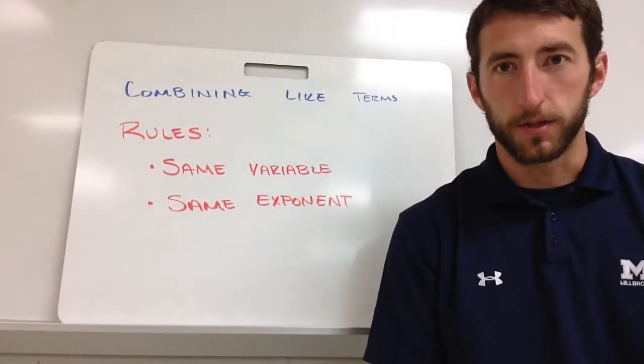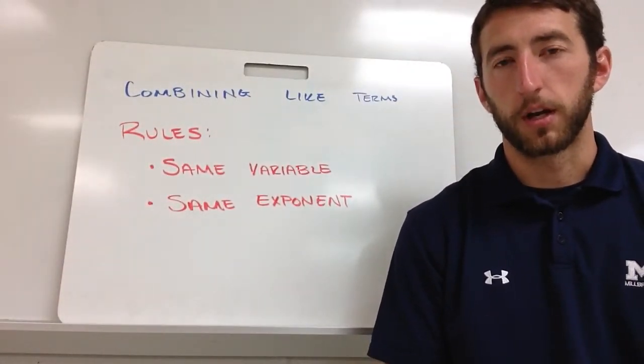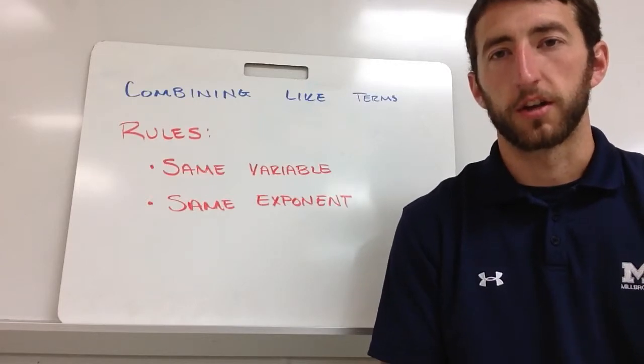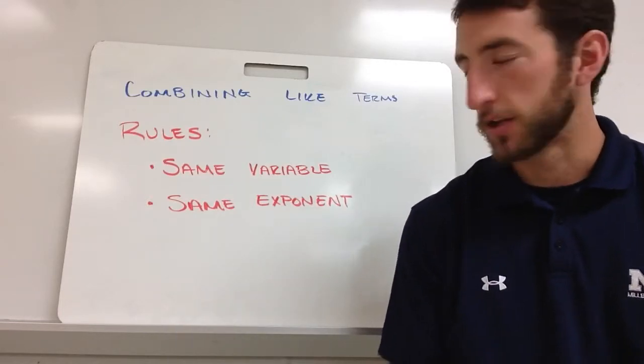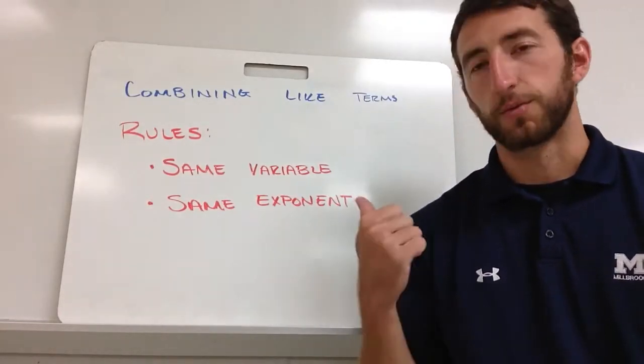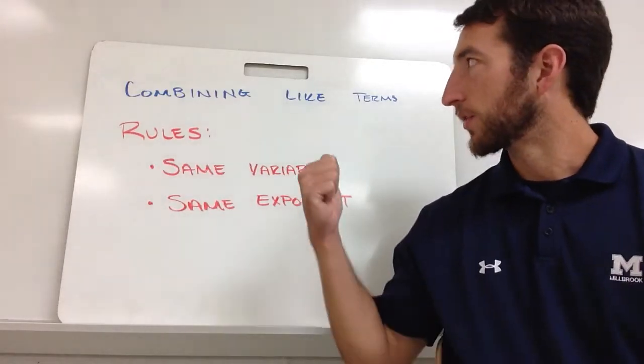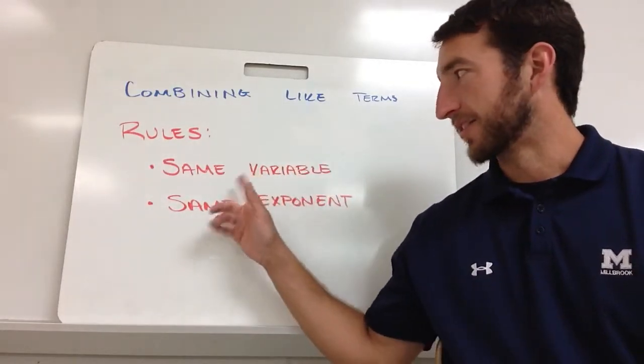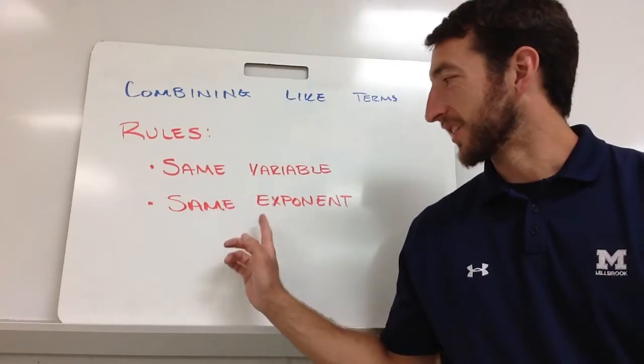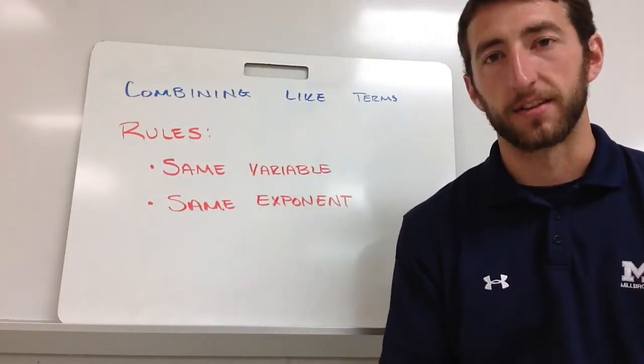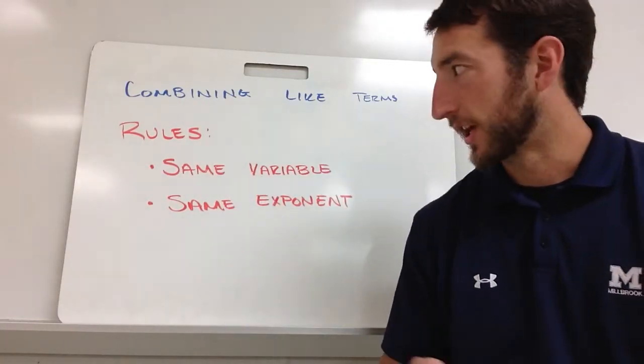Hey class, today we're going to talk about combining like terms and evaluating expressions. Whenever we combine like terms, there are two rules that we always have to follow. You have to have the same variable and the same exponent. They both have to happen at the same time. So make sure that happens.